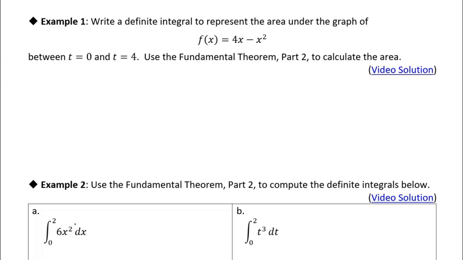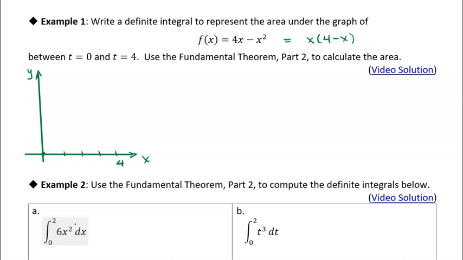But first of all, let's sort of draw a graph of what this looks like. I'm just going to sketch a little graph here so you can have a better understanding of what we're doing. So this is x and y, and I can factor out an x, and you can see that we have x times 4 minus x. So it's going to have intercepts at 0 and at 4.